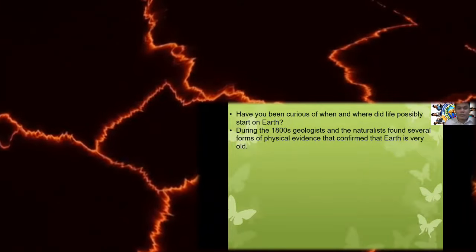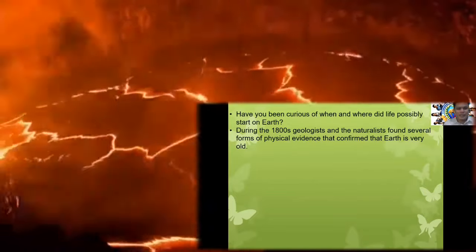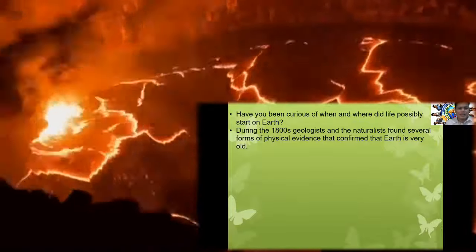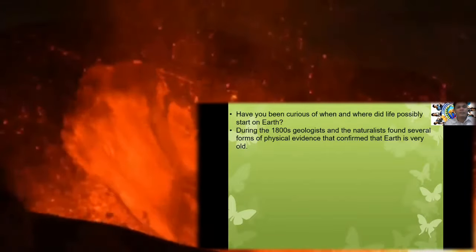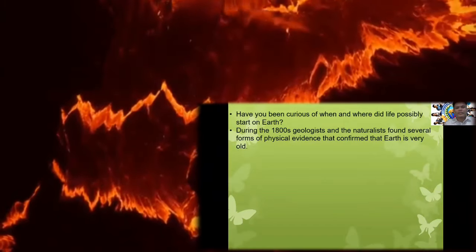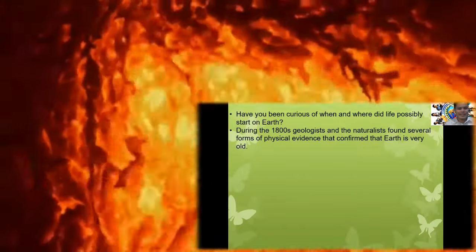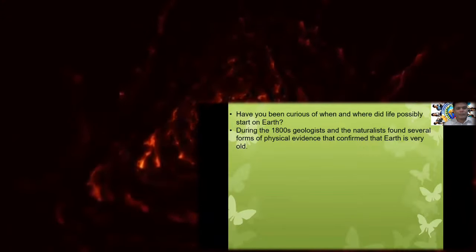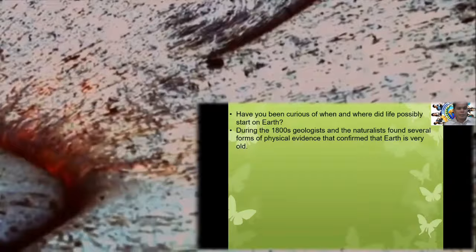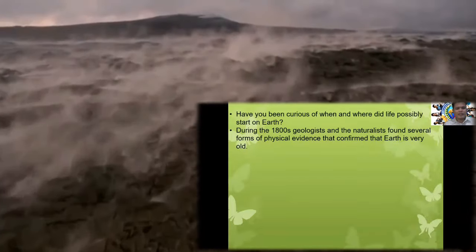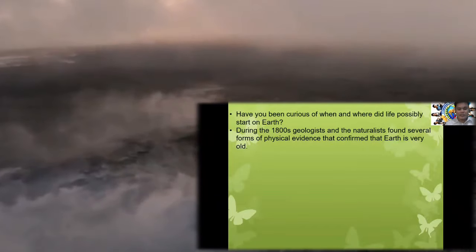Okay? Now, according to science, pag-usapan po natin, during the 18th century, geologists and the naturalists found several forms of physical evidence that confirm that the Earth is very old. So, because of the evidences found by some scientists since 18th century, naniniwala sila na talagang may pinagmulan yung Earth at yung mga evidences na yan nagko-confirm kung gaano katanda yung Earth. Okay?